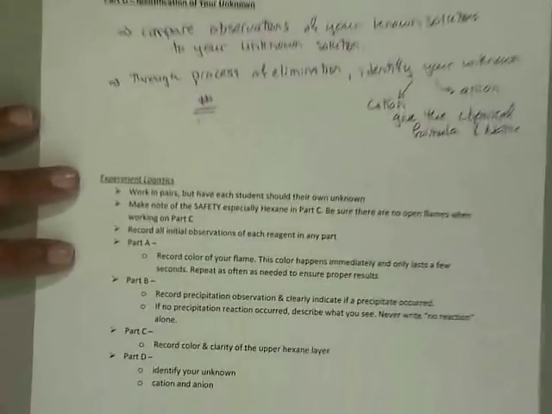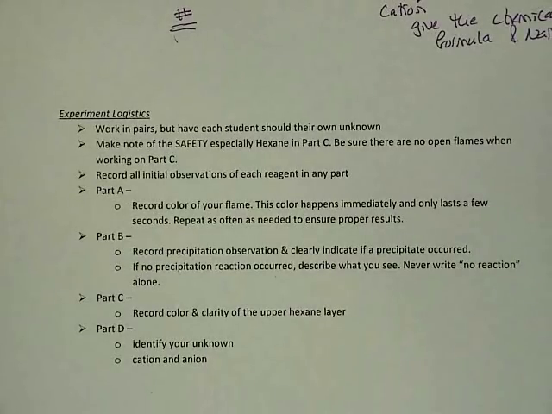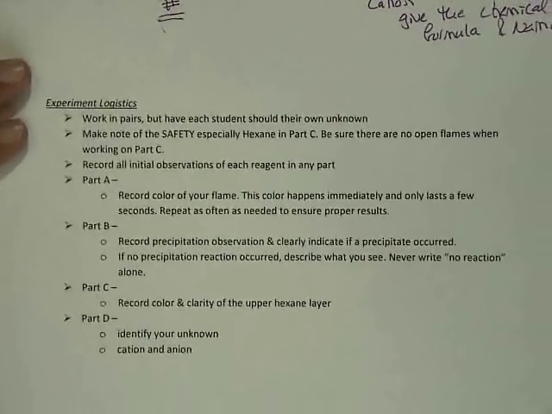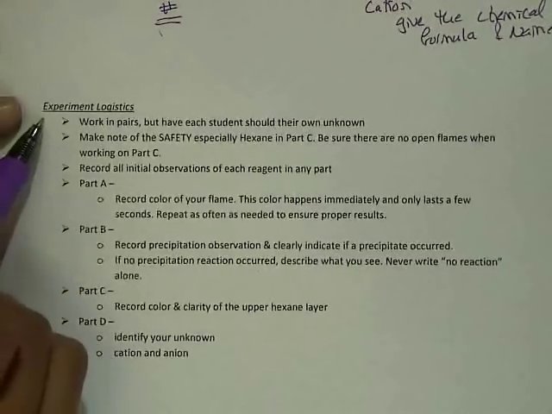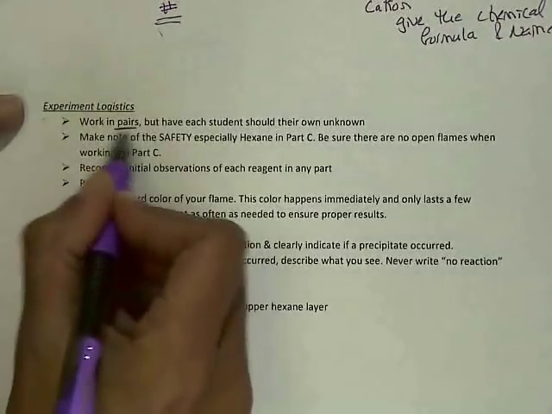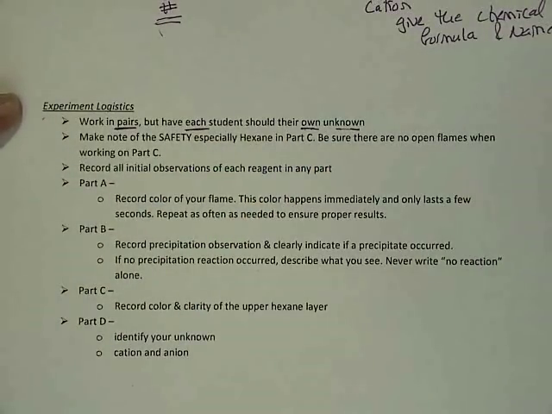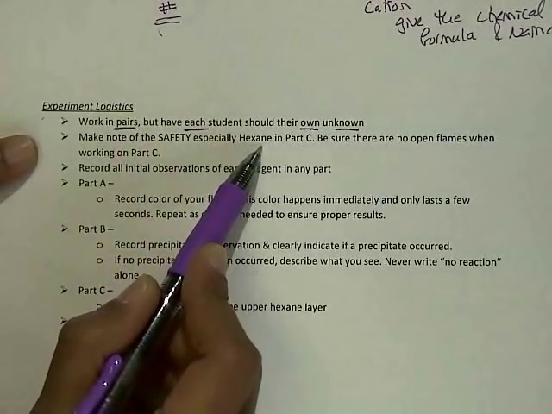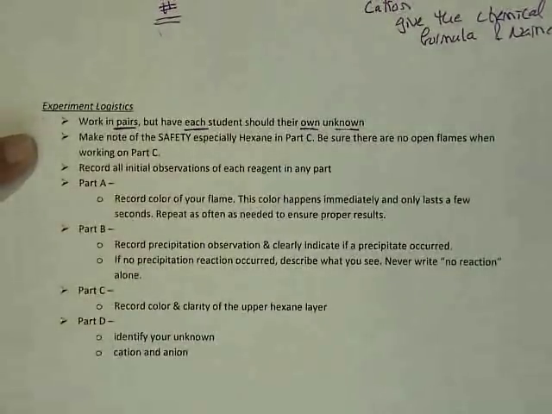All right, we have a few experimental logistics. Again, I strongly advise you to print out your pre-lab lecture worksheet. Part of your pre-lab assignment and ticket into lab is to show your lab instructor that you in fact filled out this worksheet, so might as well bring it with you in lab instead of keeping it on your laptop. Some logistics. You're going to work in pairs, but each student should have their own unknown. Make note of the safety, especially with the hexane in Part C. So I've bolded certain parts in the lab manual. Make sure you take very good care of that.